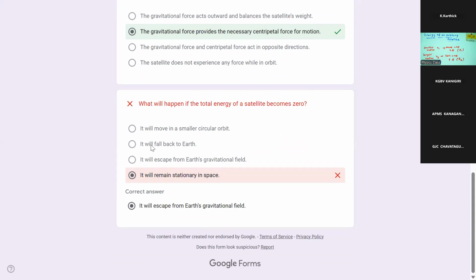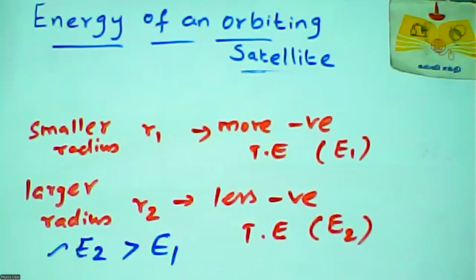So energy is very, very important, and it should be a negative value. Suppose the total energy is zero or positive, it means the satellite is out of the Earth's gravitational field. So that satellite escapes from the Earth's gravitational field. Okay, good, very good.